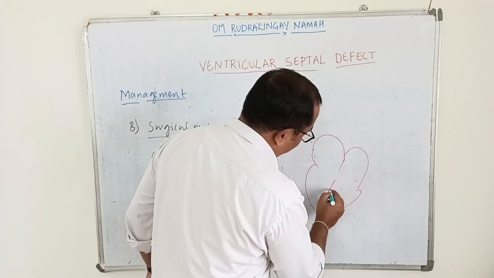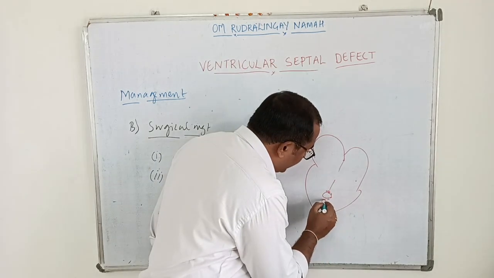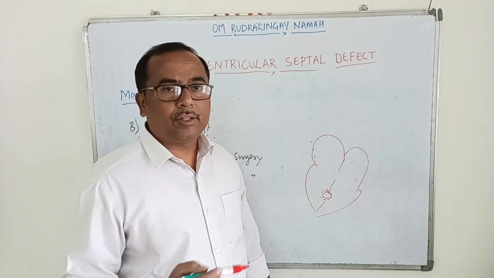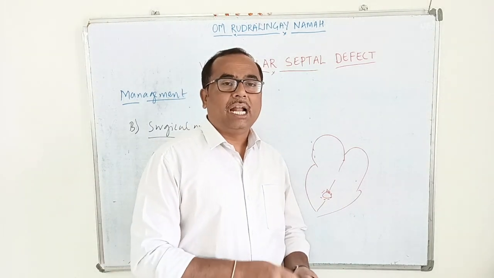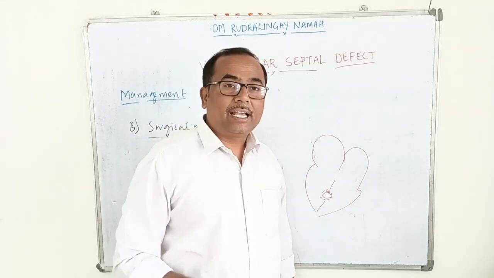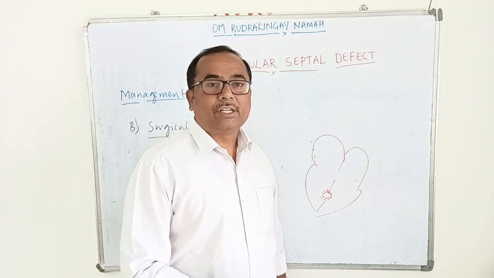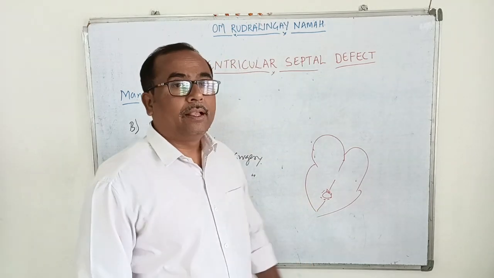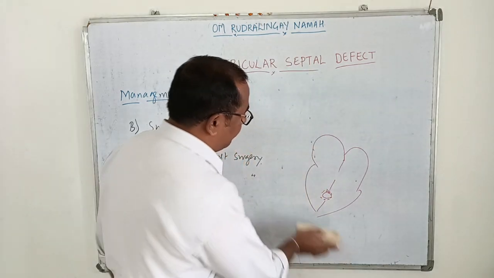Direct visualization of this defect is done, and the defect is closed with a patch. The cardiothoracic surgeon will close this defect directly with a Dacron patch, and thereafter the child is taken off the heart lung machine, and we see how effectively the heart is functioning. So this is known as open heart surgery, to close the defect.